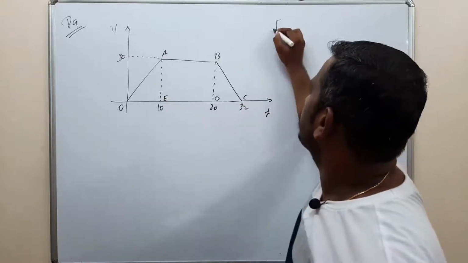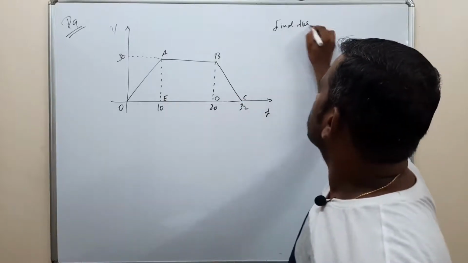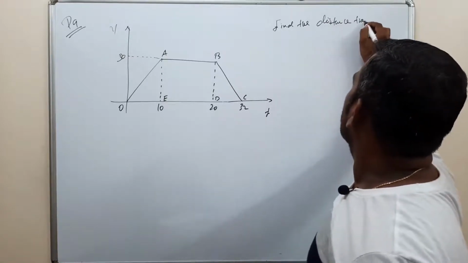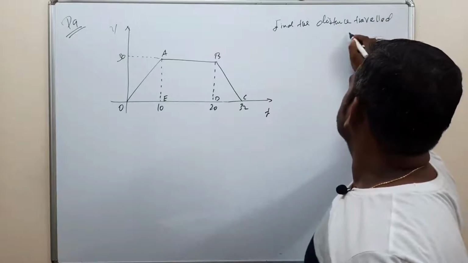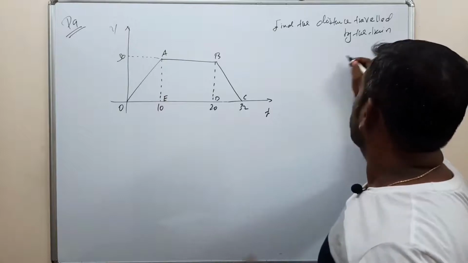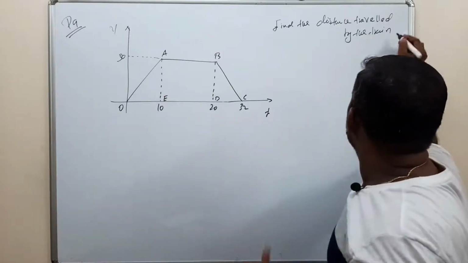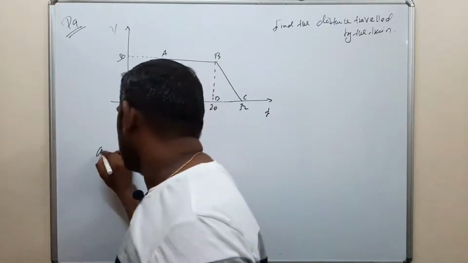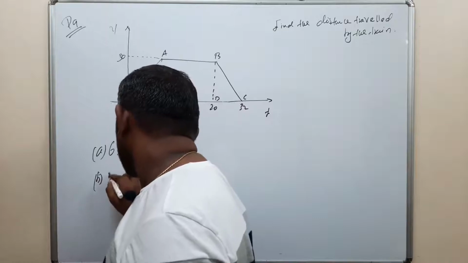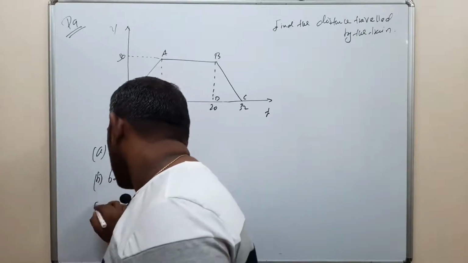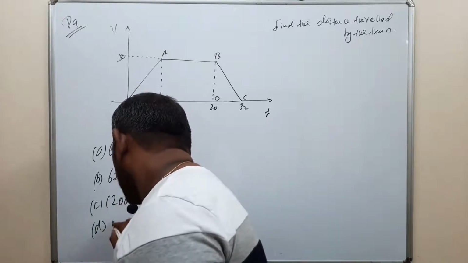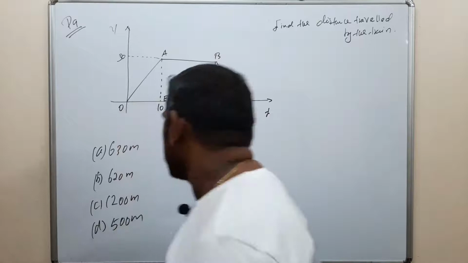So find the distance traveled by the train. Okay, find the distance traveled by the train. Option A, 630 meter. Option B, 620 meter. Option C, 1200 meter. Option D, 500 meter.